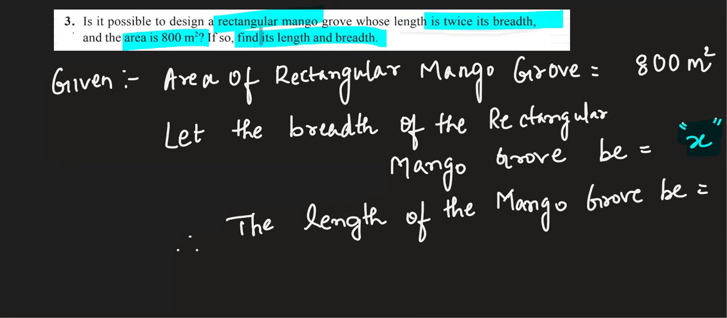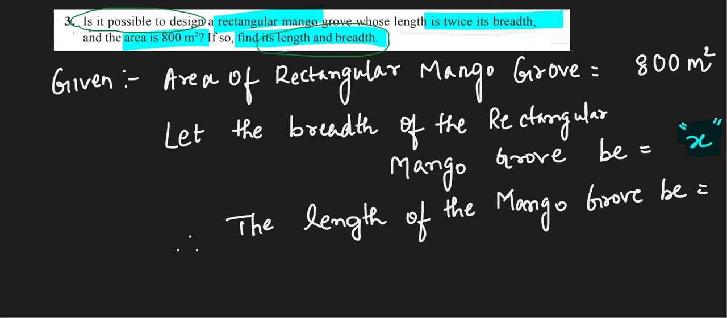So what is given in this question? Given is that the shape of the mango grove is rectangular, and they have not given the direct dimensions of L and B. L is related to B, it's twice its breadth, and the area they have given is 800 meters square. And we'll have to find the length and breadth. There are two questions in this question actually. The first part is we'll have to find first if it is possible to design. If yes, then we'll have to find the length and breadth of the given shape.